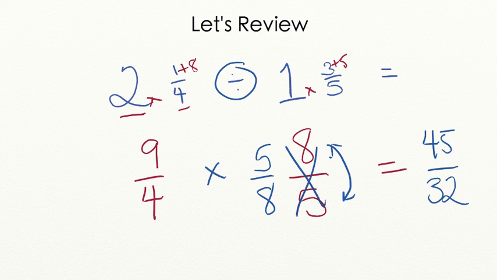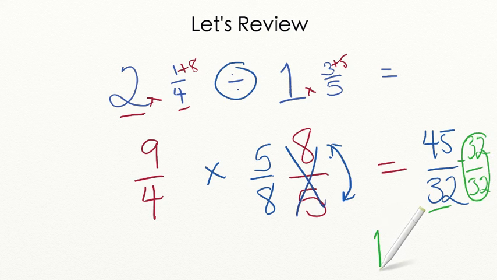Now your last step is to convert this back into a mixed number. In order to do that, you need to find out how many times your denominator can fit into your numerator. 32 can only fit into 45 one time, so we will subtract one whole, which is 32 out of 32. So we're going to take that one whole and we're going to rewrite it in our mixed number. Now, when we subtract 45 minus 32, that's going to leave us with a numerator of 13, and our denominator of 32 stays the same.